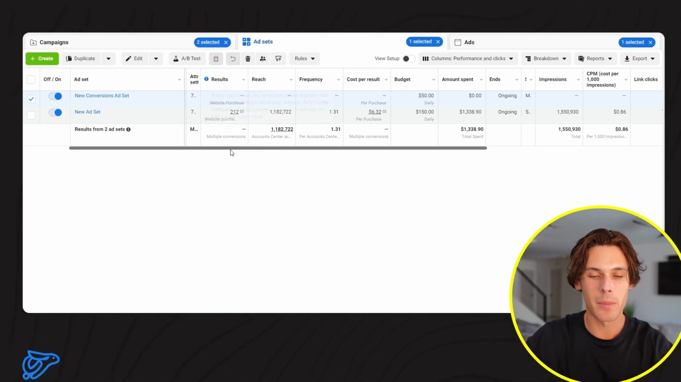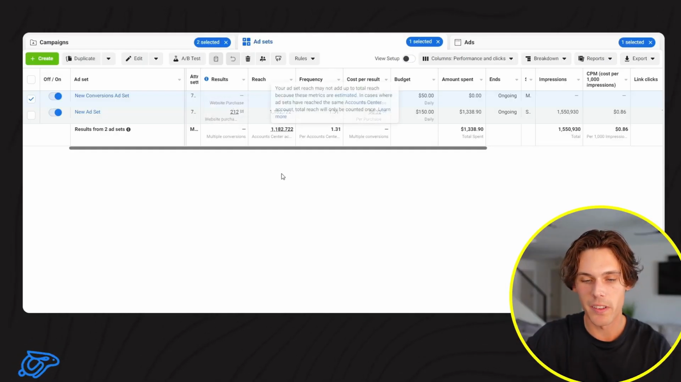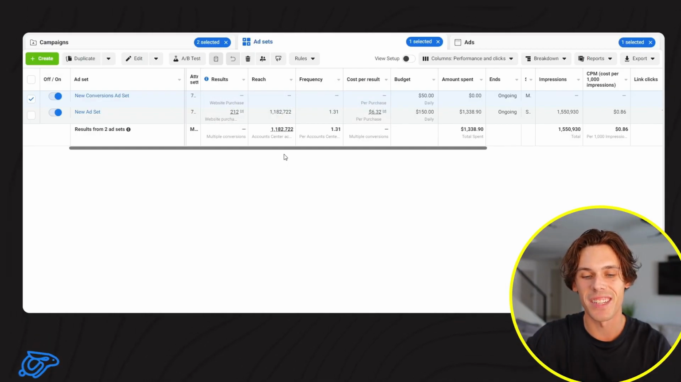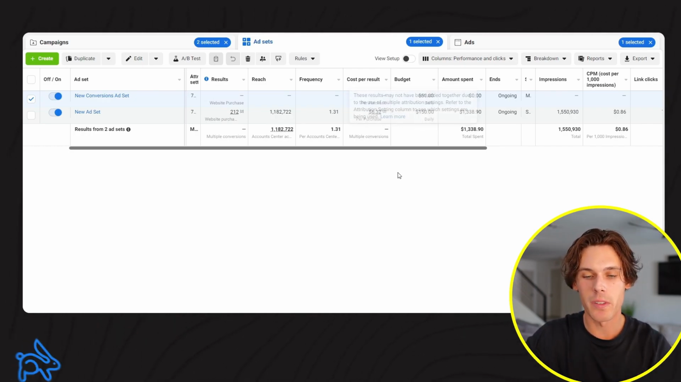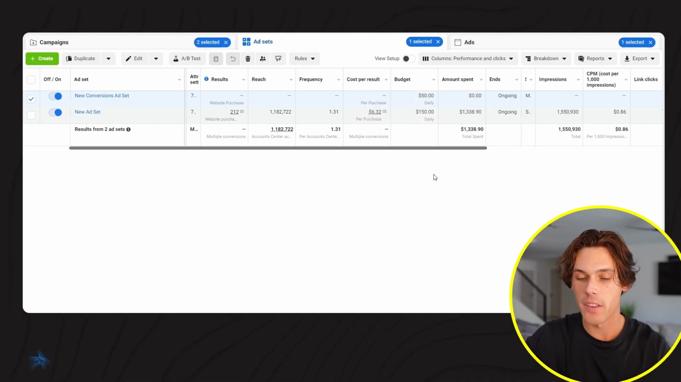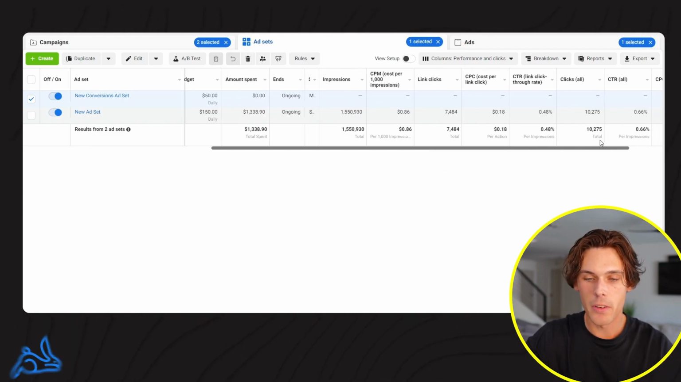After running it for 3 days, you're probably not going to get 212 website purchases, but you're going to get some sort of amount. This column obviously shows the results, 212 purchases. Reach is how many people have actually seen it, which is 1.1 million here. The frequency of 1.31, frequency means on average how many times people have seen this ad more than once. Your cost per result, which is obviously very important, $6.32. Your budget, daily budget, the total amount spent, total impressions, CPMs or cost per 1,000 impressions.